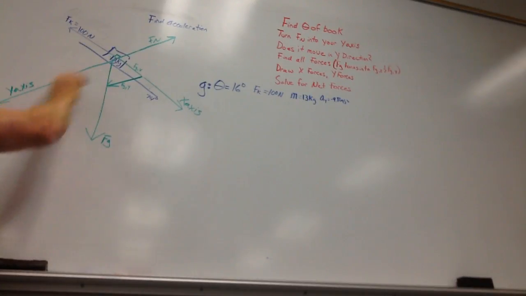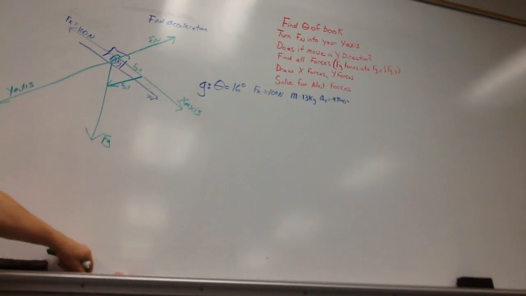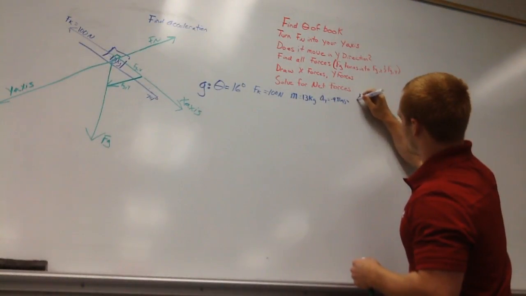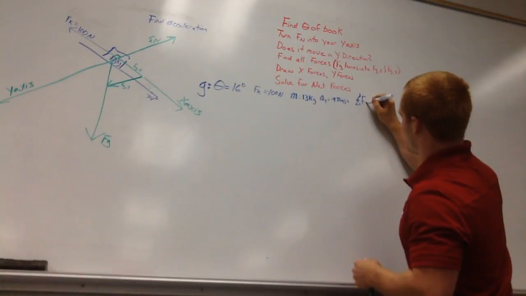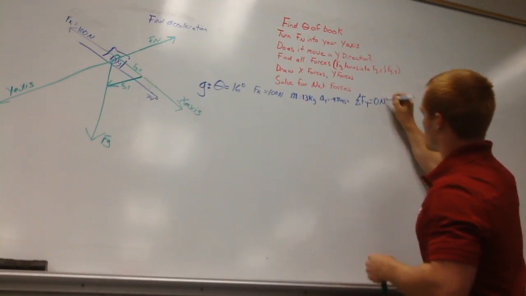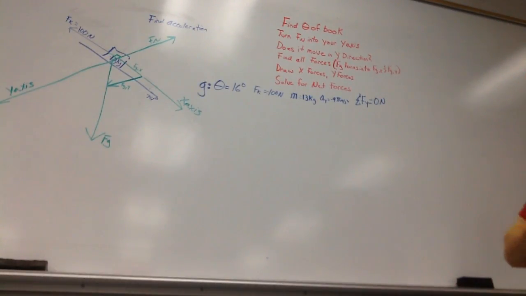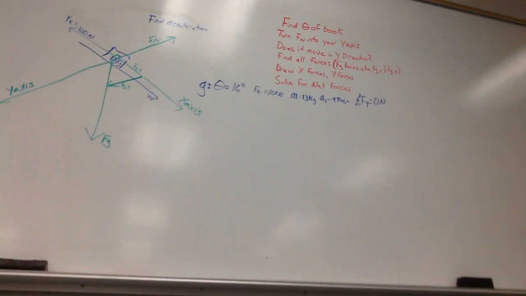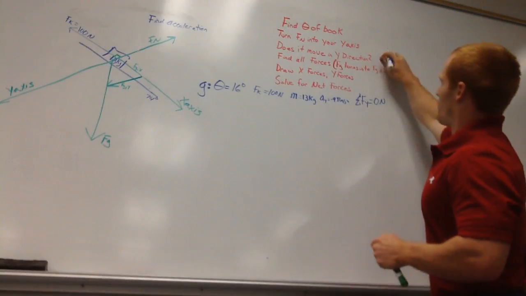And that's, remember, using this y-axis, the book is not going to go through the table, and it's probably not going to fly in the air. So that actually tells us something important. It tells us that the net force in the y direction, the total force in the y direction, has to equal 0 newtons. Because there can't be a force, because it's not going to move up and it's not going to move down. It can move left or right, but it won't move up or down. And so we got step 1 through 3 done.